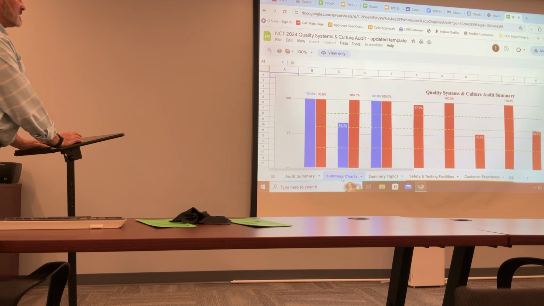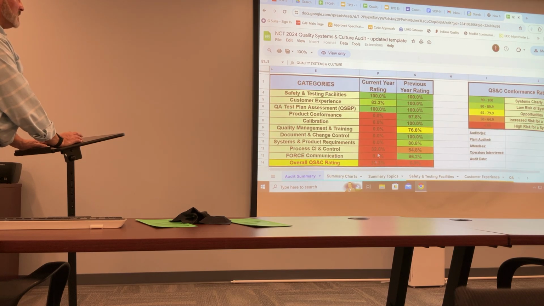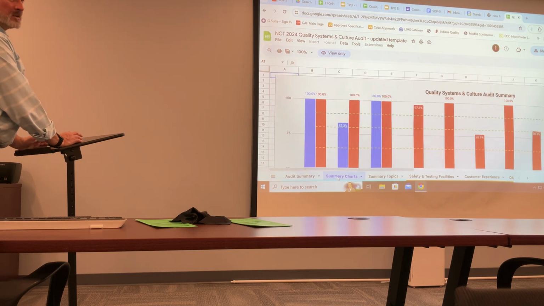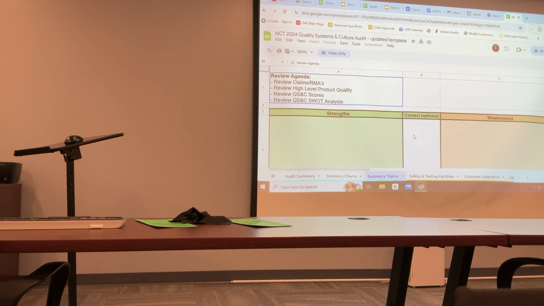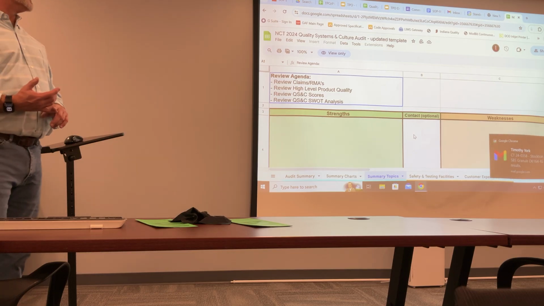And so all it does, this summary charts, is just take these numbers and put them in a little bar chart, comparing year to year. The summary topics is actually a SWOT analysis. So we're doing strengths, weaknesses, opportunities, and threats.